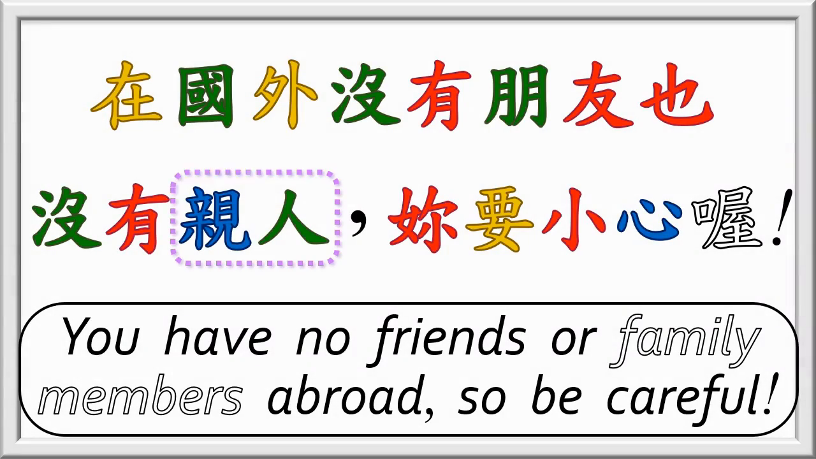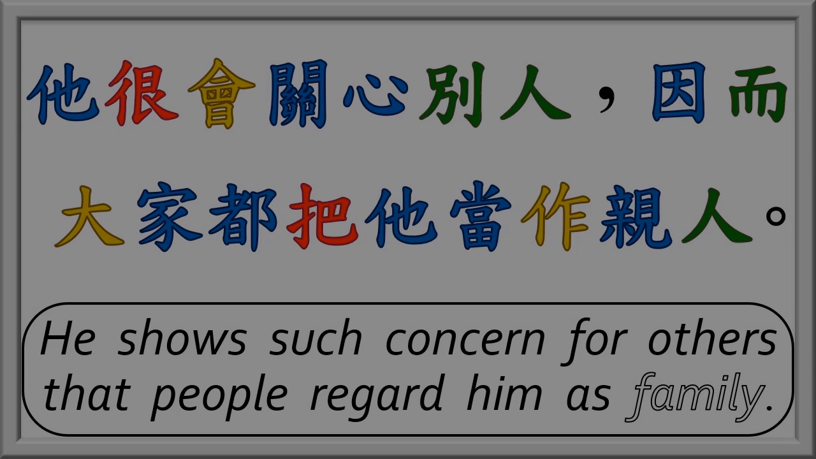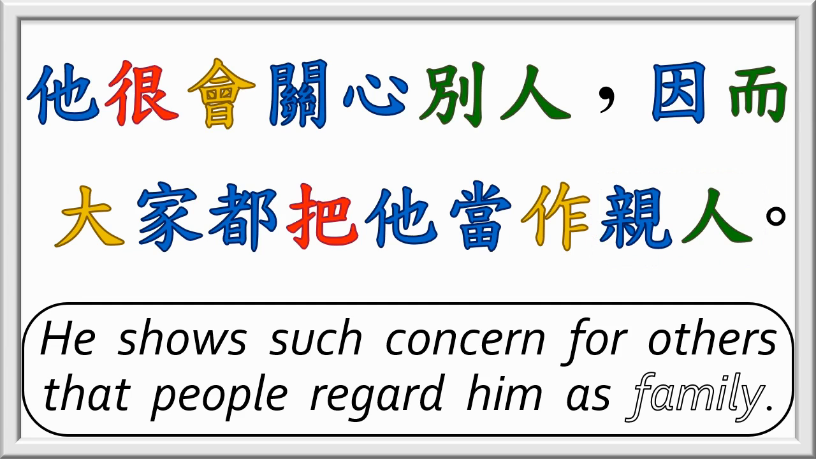One's parents, spouse, children, and close relatives are referred to as 亲人. 在国外，没有朋友，也没有亲人，你要小心哦. You have no friends or family members abroad, so be careful. 他很会关心别人，因而大家都把他当作亲人。He shows such concern for others that people regard him as family.